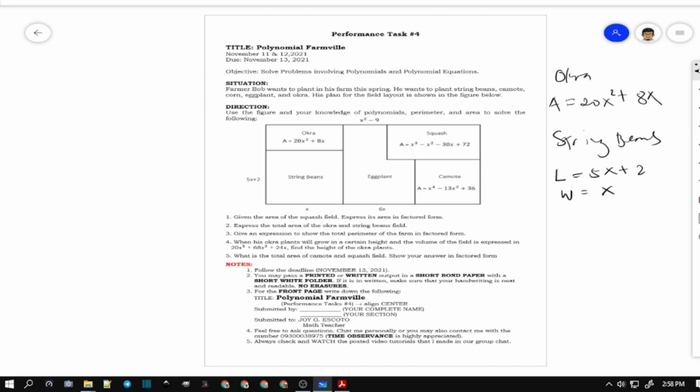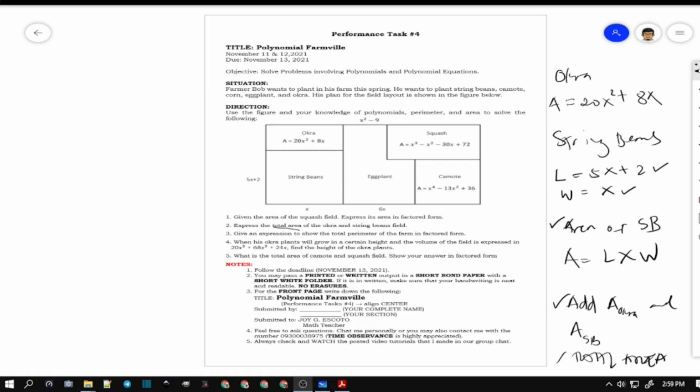Now, step 1, you have to first find the area of the string beans. The area is equal to length times width. The length is 5x plus 2, and the width is x. Once you have that answer, you have to get the total area. So, step 2, add the area of the okra and the area of the string beans to get the total area. That's all for number 2.